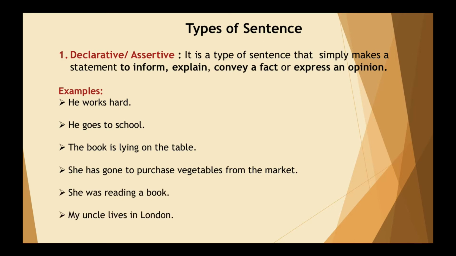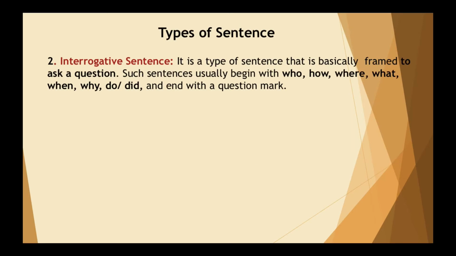So if you see, these are simple statements which are kind of an information or conveying something. And the best part is that all these simple statements end with a full stop, right? The next type of sentence is interrogative sentence, right? You can understand the very word interrogative has come from the word interrogation, right?